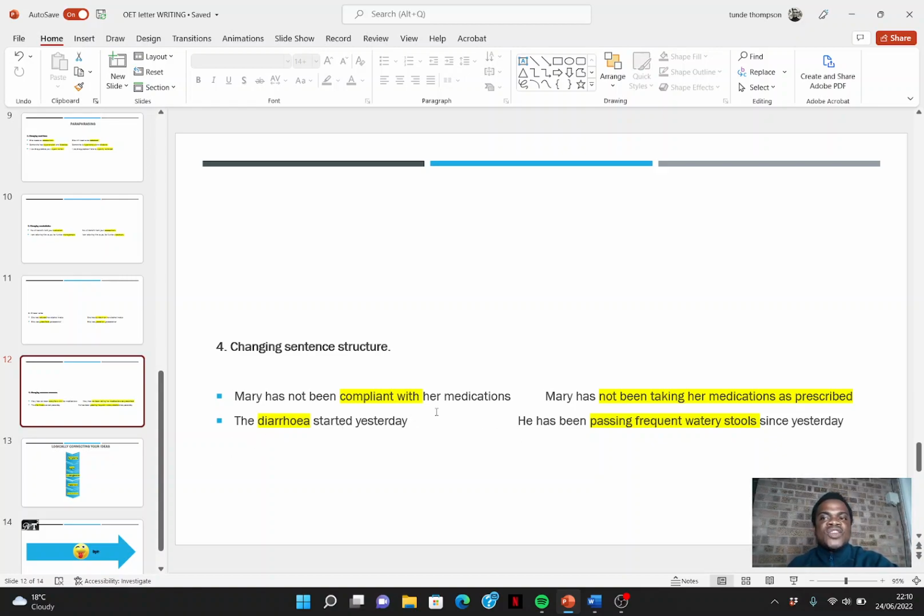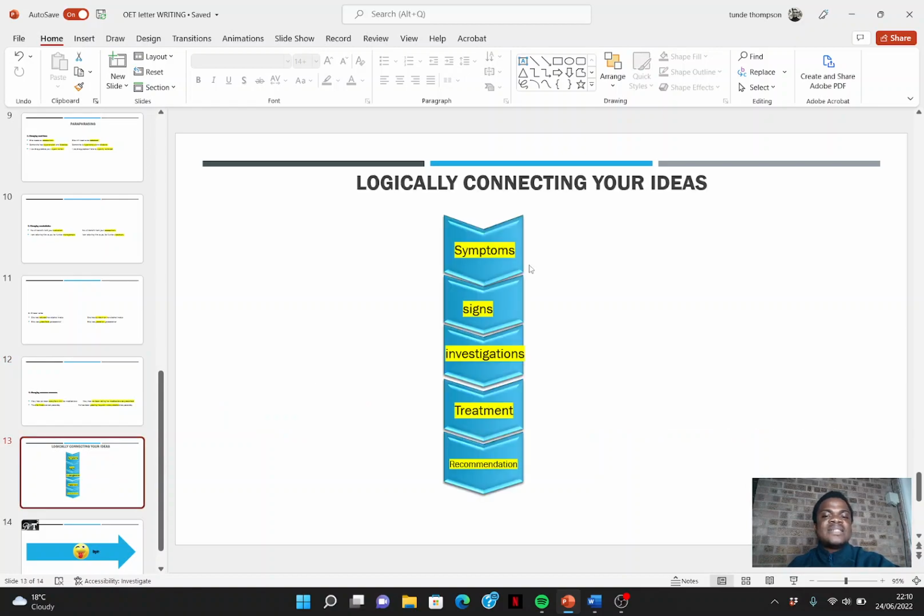Okay, now you've been able to learn how you can paraphrase, how you can summarize. The last thing that you must also learn is how you can logically connect your ideas. As a rule of thumb, whenever I'm trying to explain patient treatment, I usually like to start from the symptoms, connect it to the signs, connect it to the investigations, then treatment, and finally recommendations. It's easier to write that way.